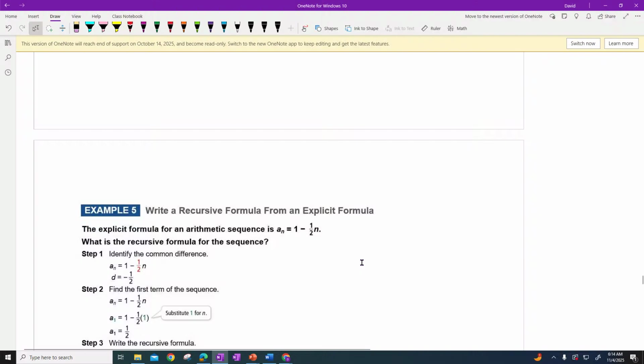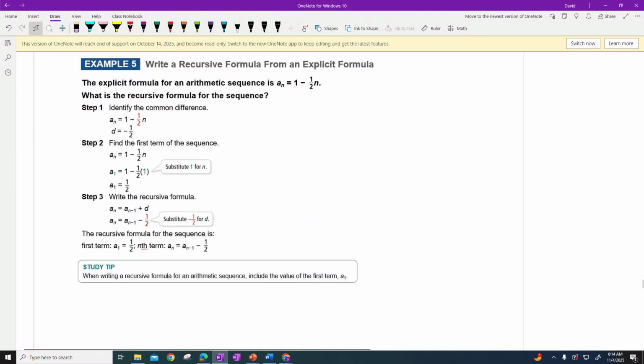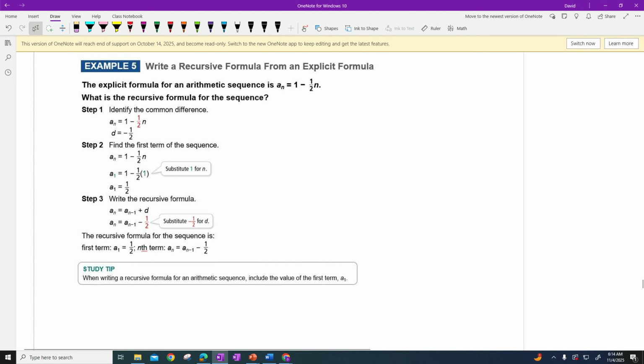Alright, so that's what that's all about. Now, sometimes you have to find the first number. So here's the formula here, but 1 is not the first number in the sequence here, okay? So what we're going to do is put a 1 in for the n. I want to know what the first term is. Because I want to know the first term, a sub 1, I put a 1 in for the n, and then -1/2 times 1 is -1/2. So that means my first term in this sequence is a half.